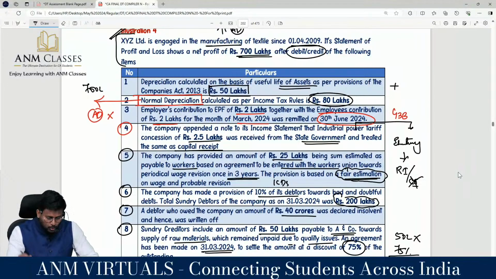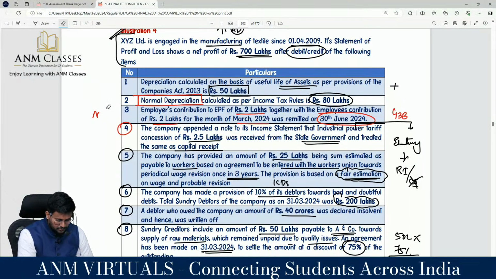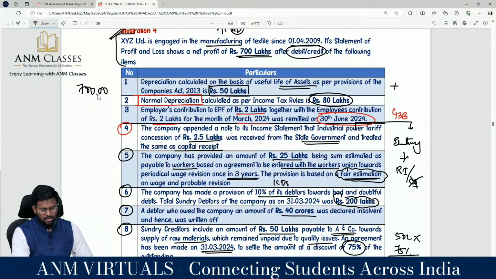Now everyone take your calculator. We are going to redo this sum in the calculator. You have to help me whether I have to add or less. I'll be finding out the answer here. What is the net profit as per P&L? 700 lakhs. So 700 lakhs is a net profit as per P&L.